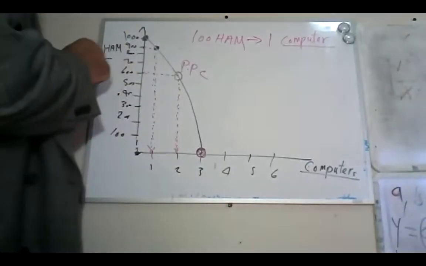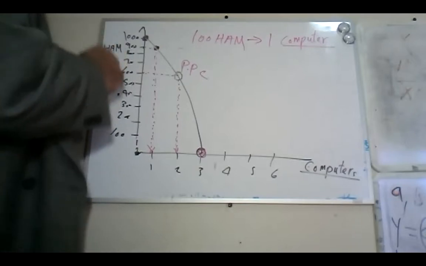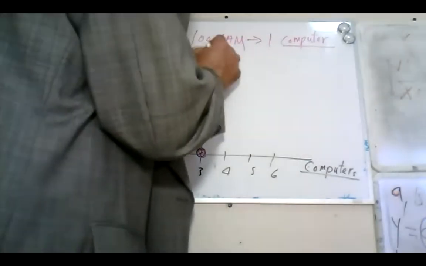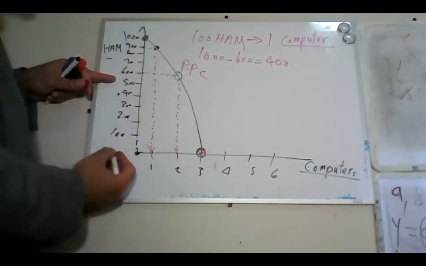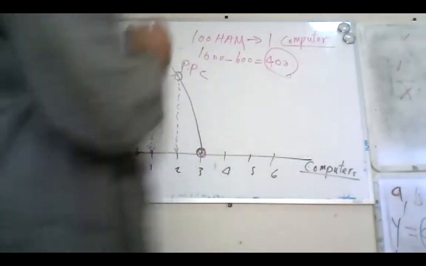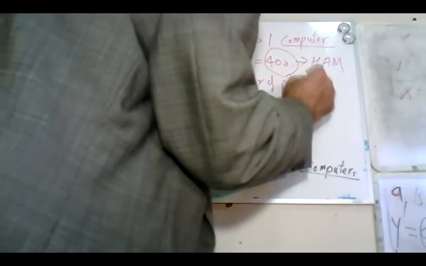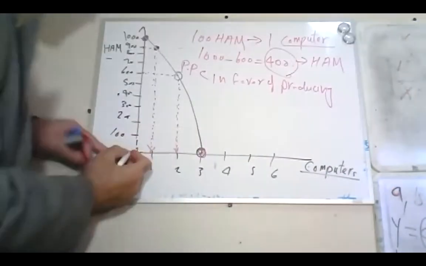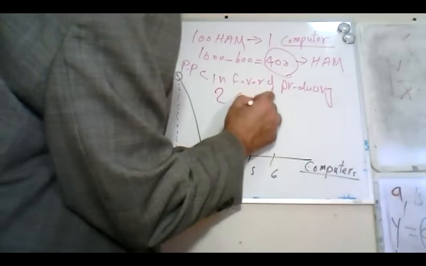Now the society will move, for example, from 1,000 to 600. So it would sacrifice 400 ham, from 1,000 to 600, in favor of producing what? Producing two computers, because the 600 here by the two here, producing two computers.